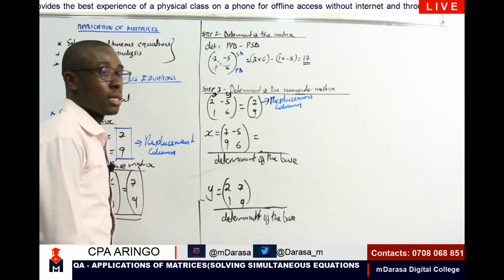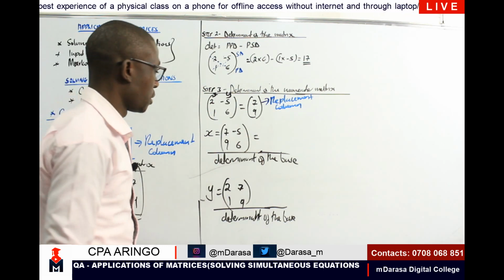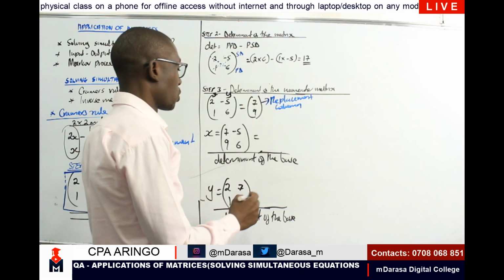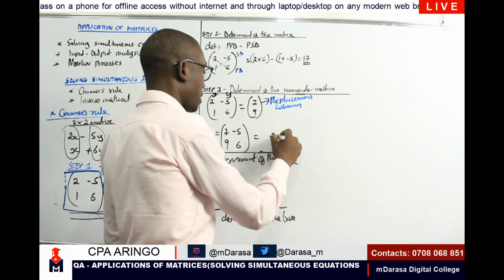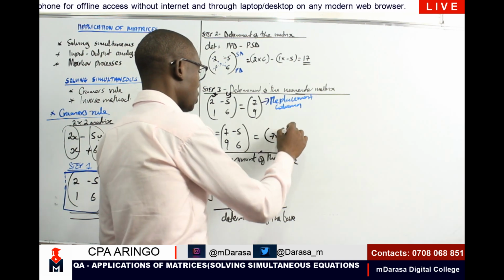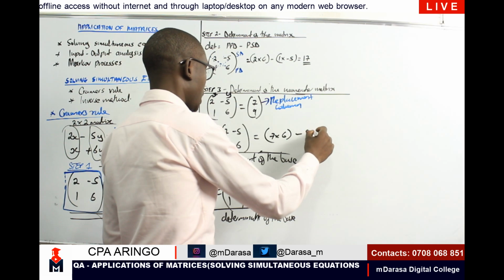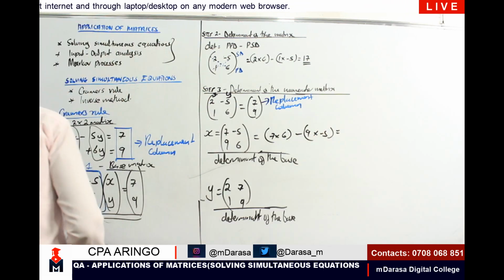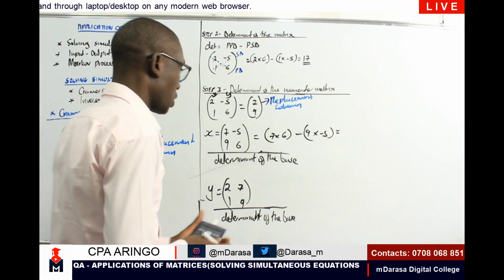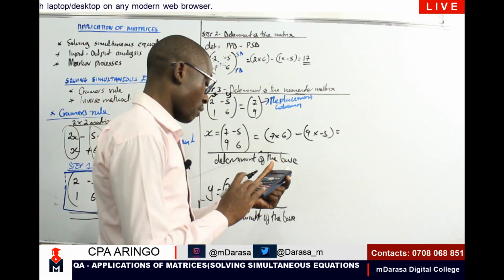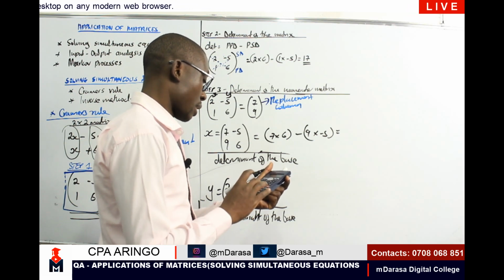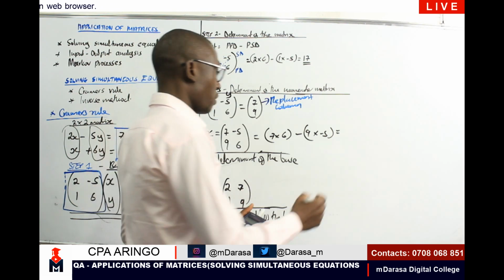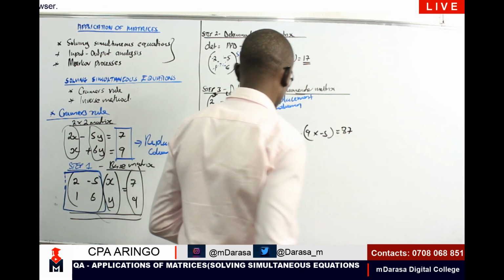So solving this, let us determine the determinant of the numerator matrix: product of primary diagonal minus product of secondary diagonal. So the primary diagonal is 7 by 6 in this case, right? In this case, you are going to deduct 9 times negative 5. That should give us the determinant of that numerator matrix. 7 by 6 minus 9 times negative 5. So that should give us a 7.